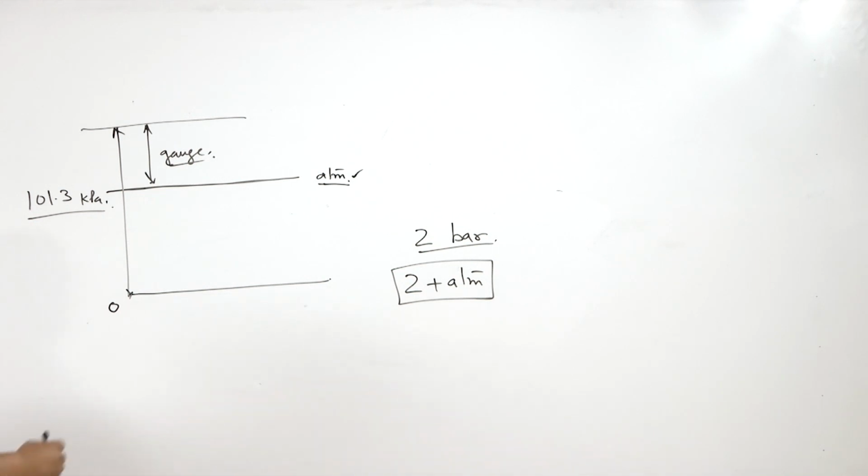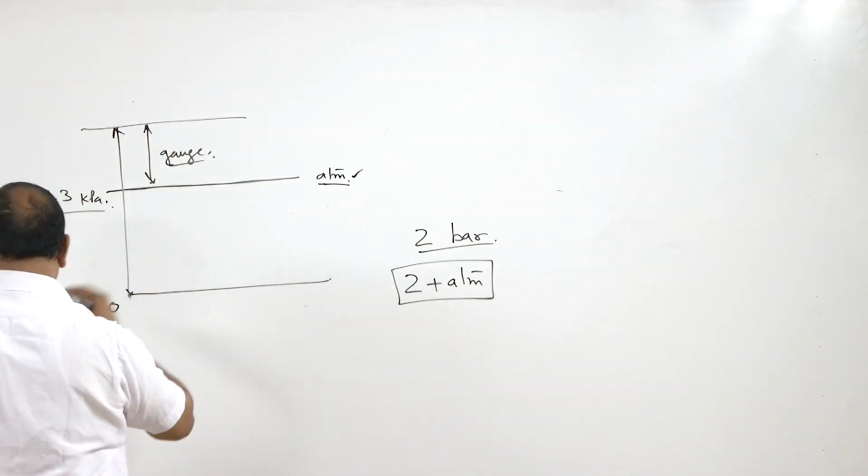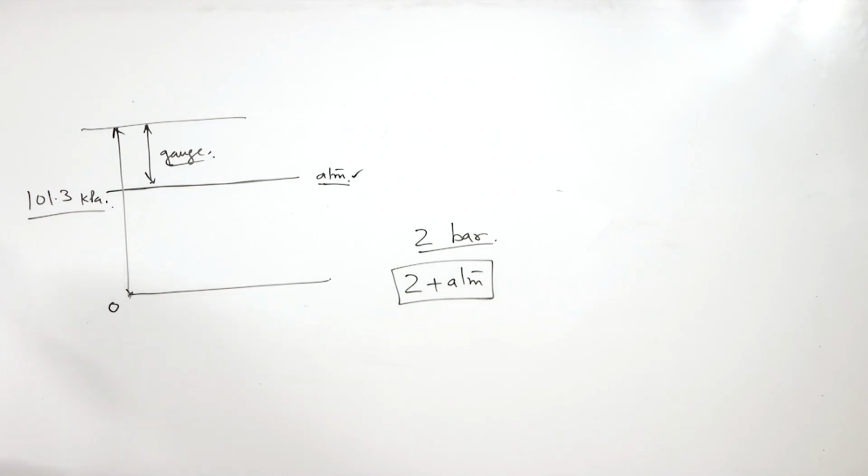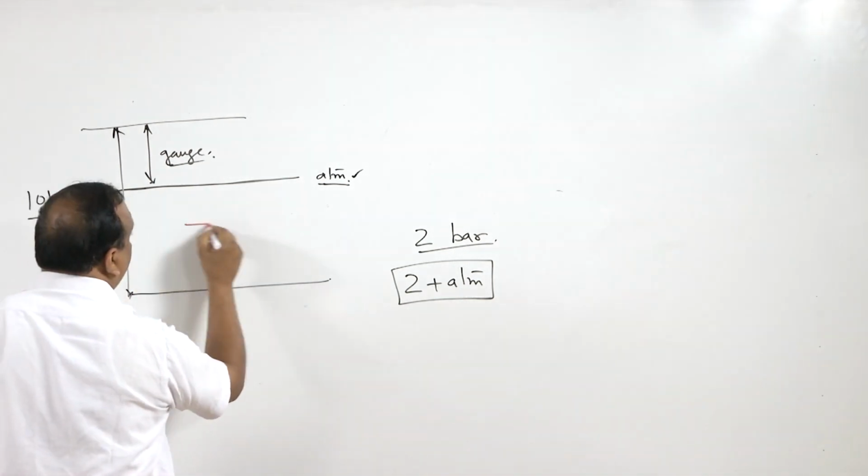Now the other term, this is absolute pressure, gauge pressure, vacuum. Pressure below the atmospheric pressure is known as vacuum.